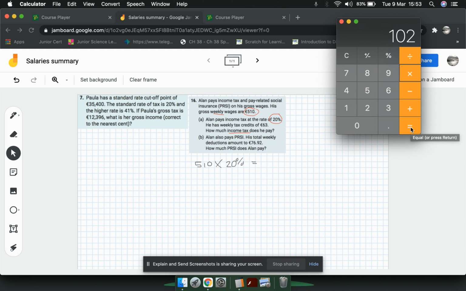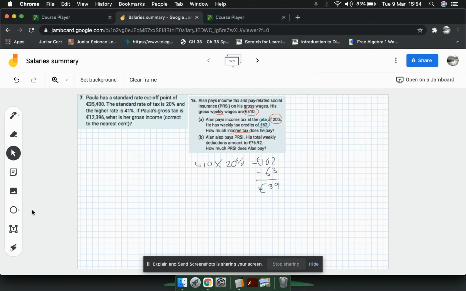He is entitled to, and reading on, he has a weekly tax credit of 63 euro. So his tax credits are going to reduce his tax bill. So minus 63 euro from that, and you get 39 euro. That is your answer there. That is his tax payable to the government, part A.